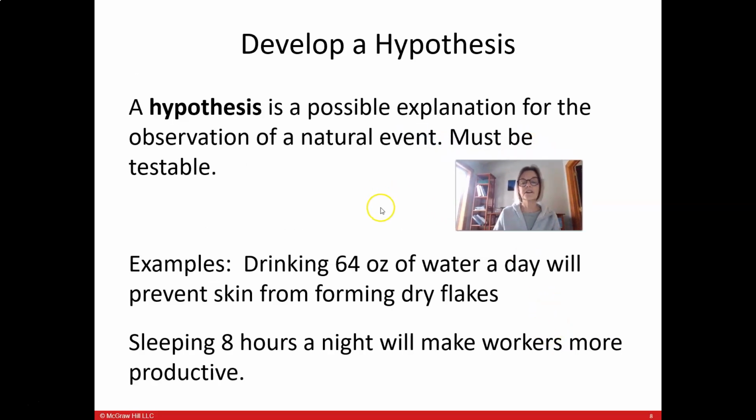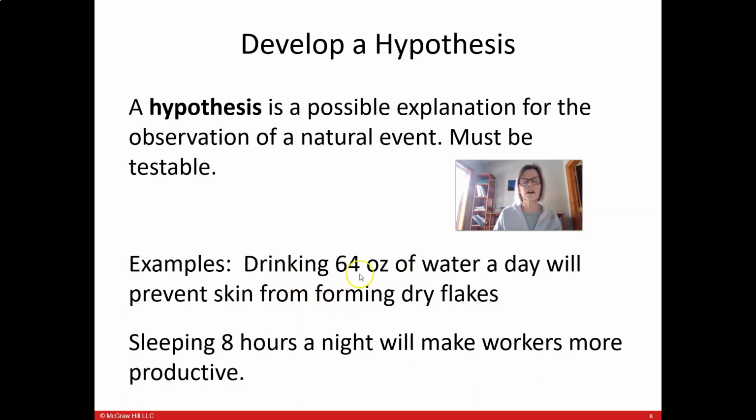So once we've made an observation, we're going to develop a hypothesis. A hypothesis is a possible explanation for the observation of a natural event. It must be testable. So we have our observation. Let's say my observation is that in the winter my skin's really dry and flaky. And so my hypothesis might be that drinking 64 ounces of water a day will prevent my skin from forming dry flakes. I might be thinking, maybe I'm dehydrated.